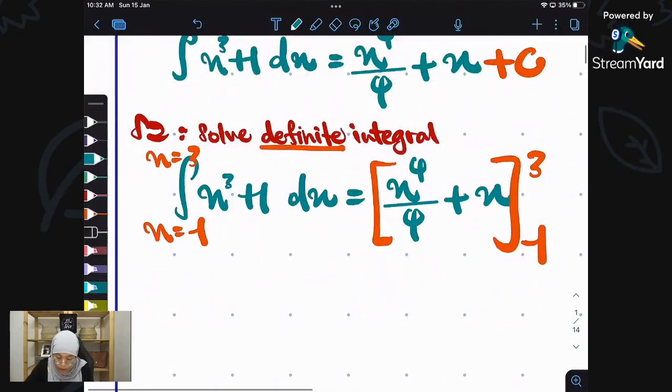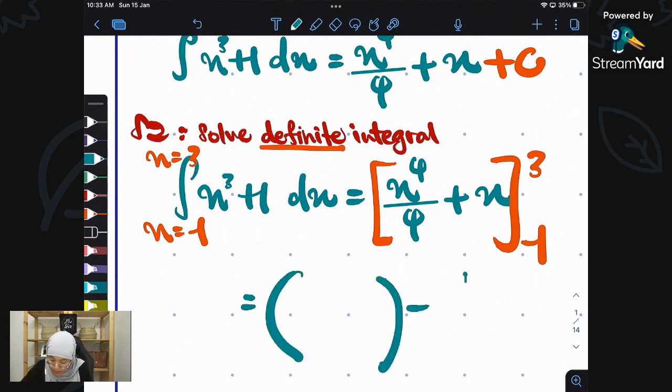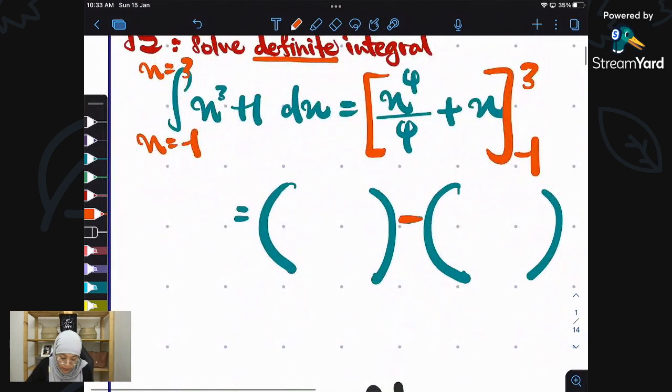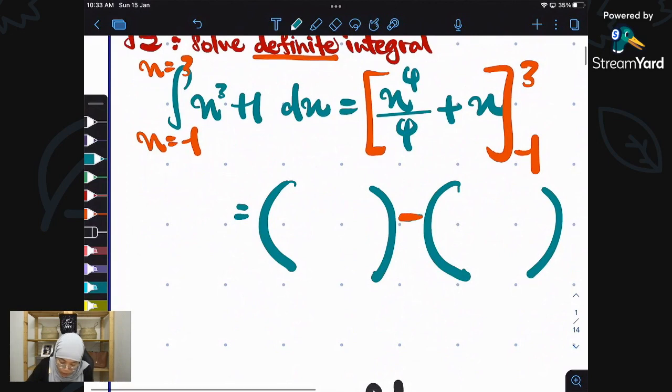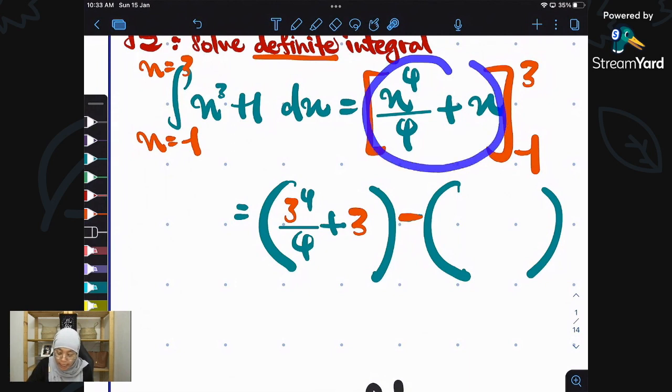And then we are now ready to solve this, which you have learned in your SPM level. It will give us a big bracket, and then in the middle here, we must subtract. So how do we solve this? It is just 3 to the power of 4 over 4 plus 3. How do I get this? It is just from my answer here. I changed this x into the value of 3.